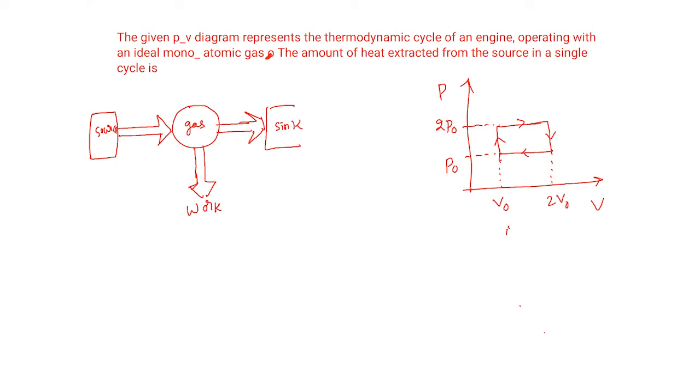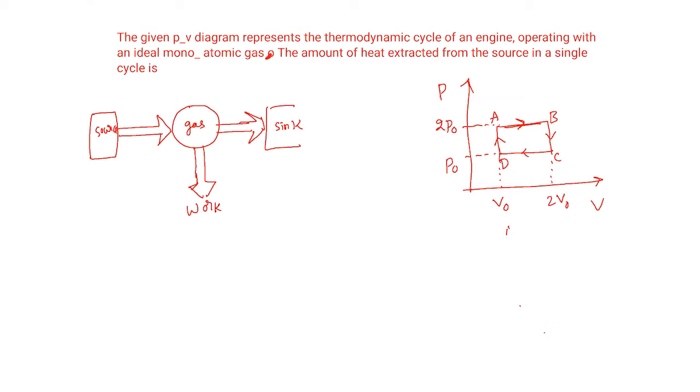So I'll start with this process. Say this is A, B, C, D. Now the process A to B is isobaric, am I correct, children? Isobaric expansion. Why do you say expansion? Volume is increasing, right? So it is isobaric expansion. So here heat will be supplied to the gas.